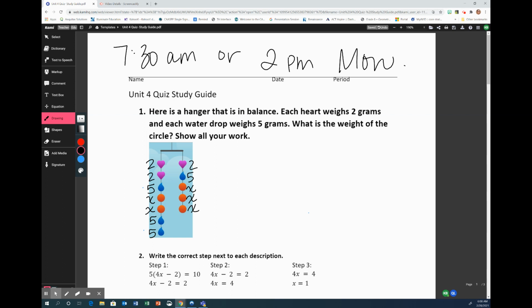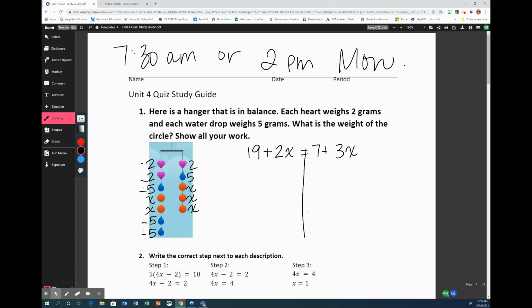So I'm going to start by adding all of the numbers on the left side. We have 5, 10, 15, and 4, which gives us 19, plus 2 x's. On the right side, I have 5 and 2, which gives me 7, and 3 x's.